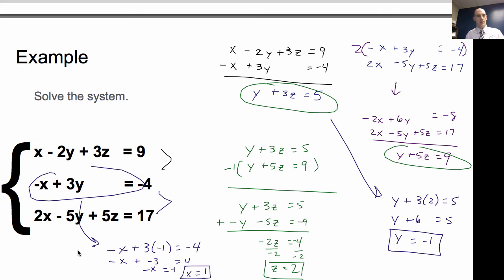What's my solution set? My solution is an ordered triple of x, y, z: 1, negative 1, 2. So make any two pairs, eliminate the same variable from both, and then work on a linear elimination using those two that you have left. Back substitute, and you're good. A lot of steps potentially, but stick with it, and you'll be able to eliminate one of those variables and pick them off one at a time.